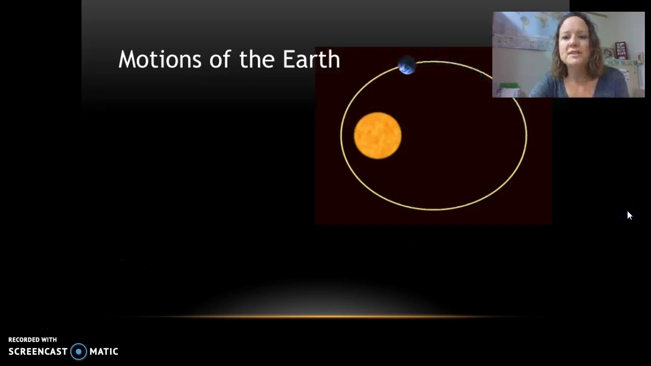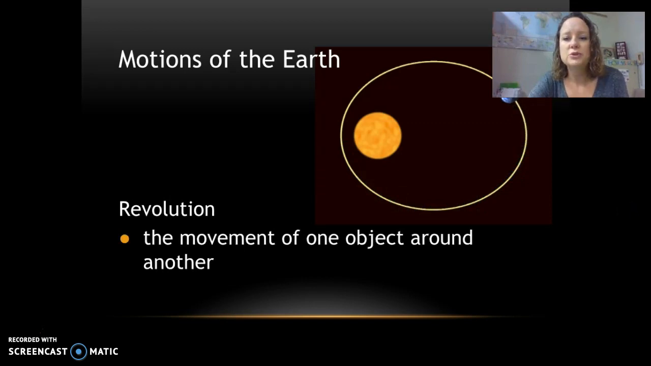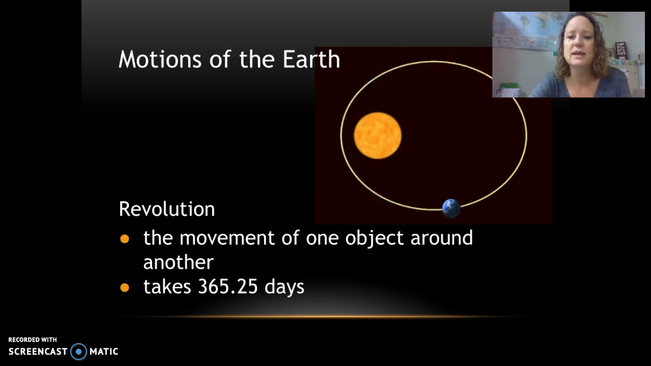All right. As we are spinning on our axis, we are also revolving around the sun. Revolution is the movement of one object around another. Now, if you notice the shape of the orbit, it's not a perfect circle. It is an ellipse. And part of the time we are close to the sun, and part of our revolution we are further away from the sun. Now it takes us 365 1/4 days to make it completely around the sun.